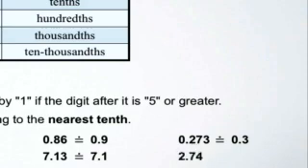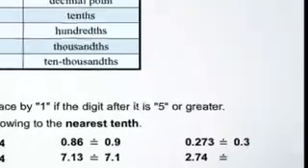And 2.74, 7 is in the tenths place. After it is a 4, which is not 5 or greater, so I do not increase the 7, it stays 2.7.